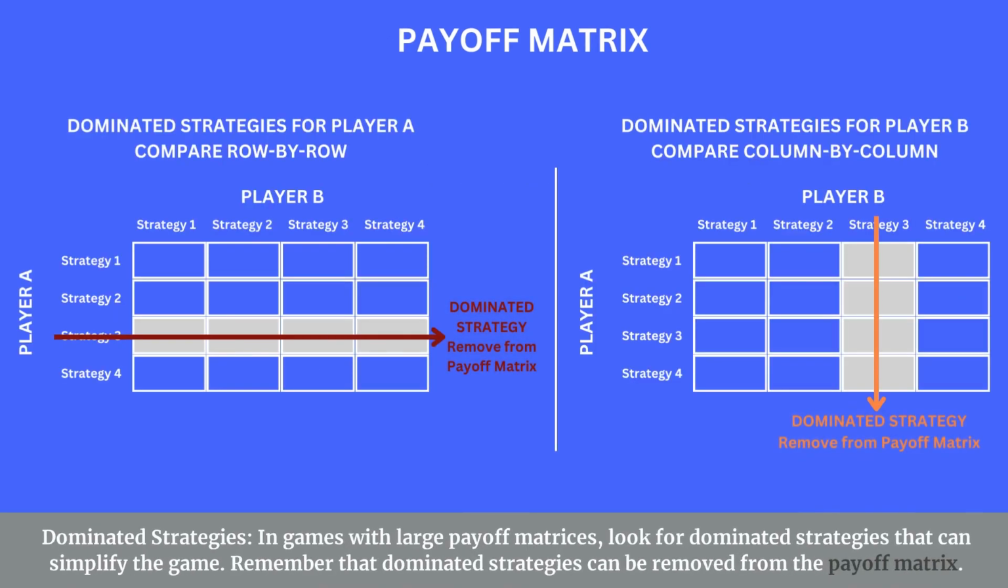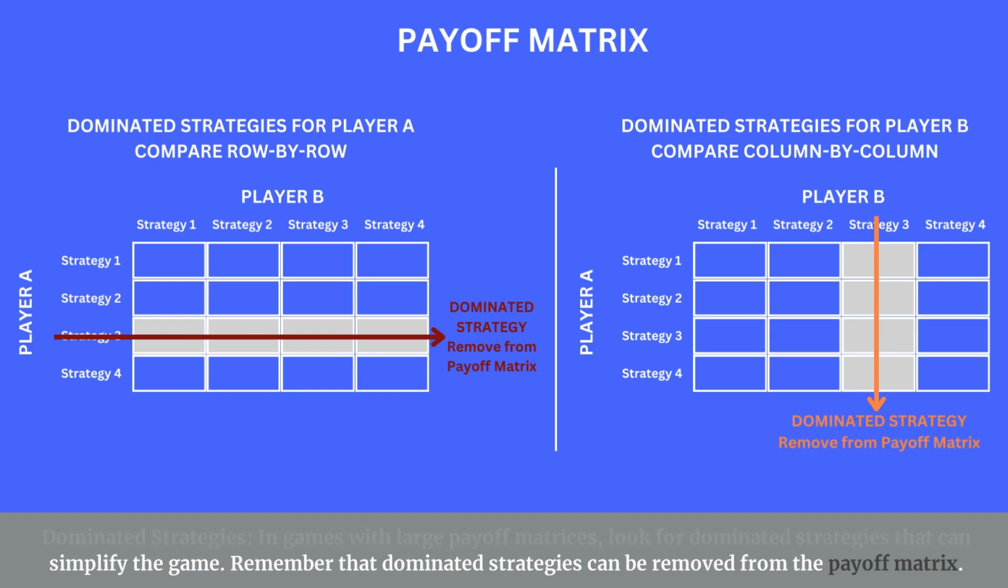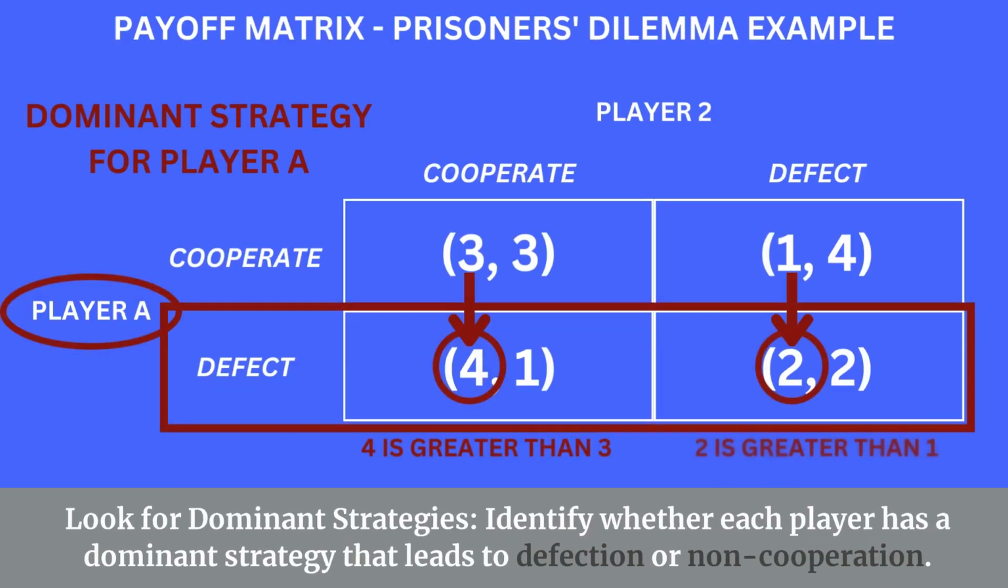Dominated strategies. In games with large payoff matrices, look for dominated strategies that can simplify the game. Remember that dominated strategies can be removed from the payoff matrix. Look for dominant strategies. Identify whether each player has a dominant strategy that leads to defection or non-cooperation.